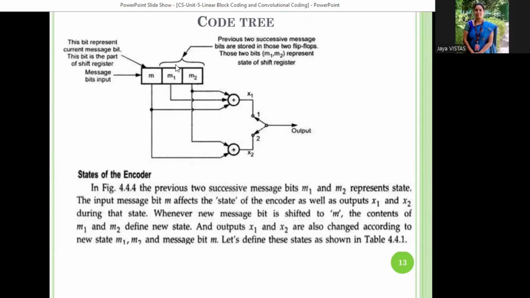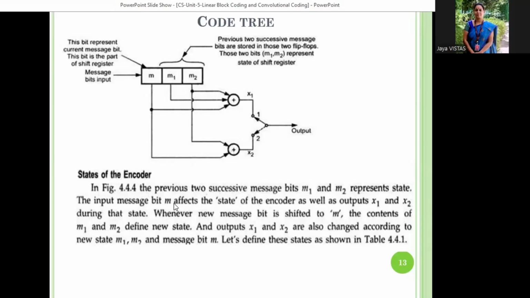Then these two are the shift register, which acts as a buffer of two flip-flops. Initially you assume these two bits are 0. Then how to represent the states of the encoder? Here, two successive message bits, the previous messages M1 and M2, represent the state of the encoder. These two bits state the state of the encoder.